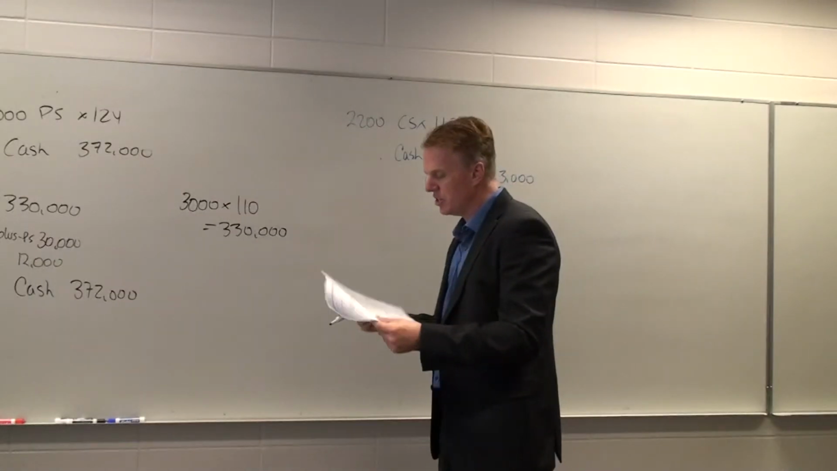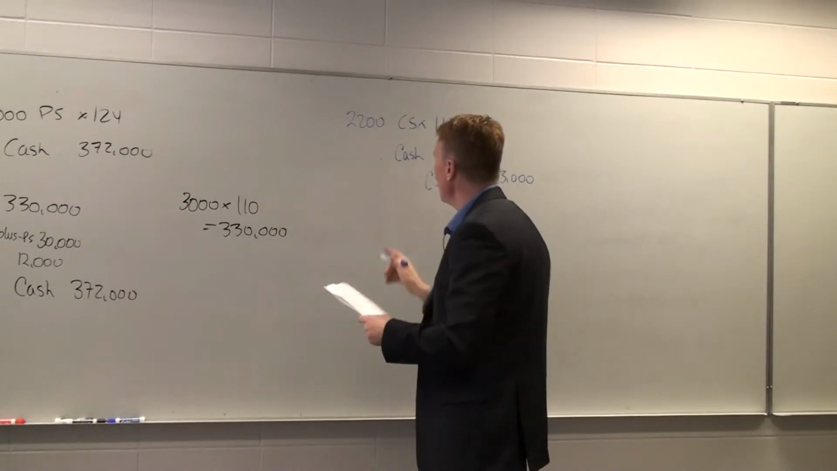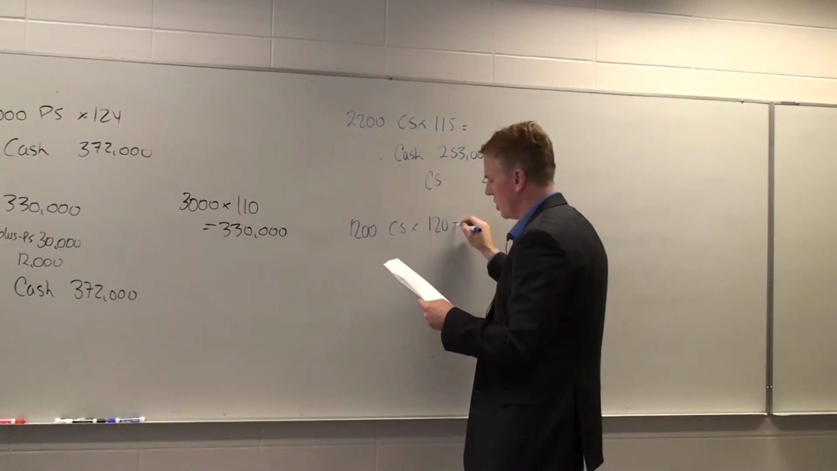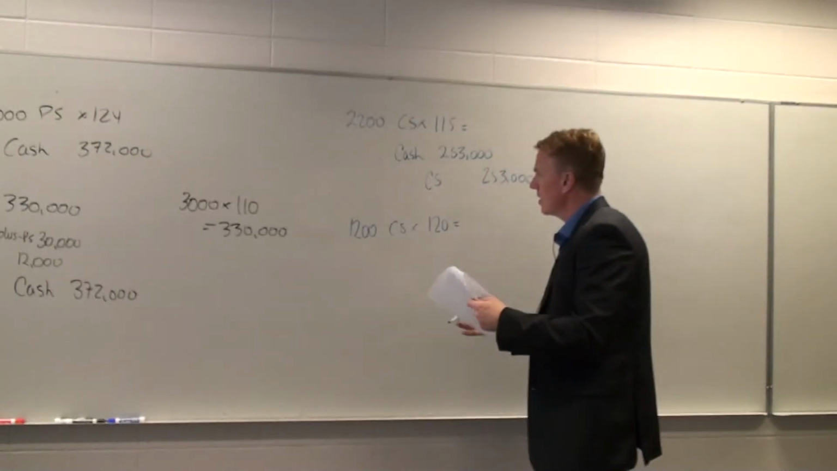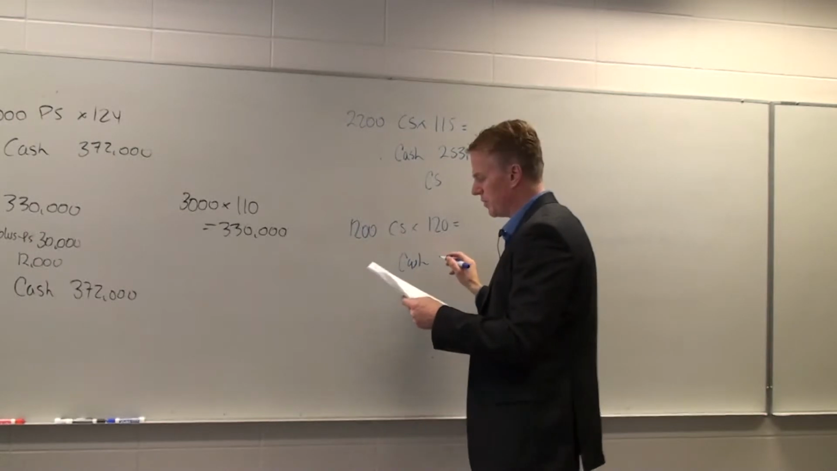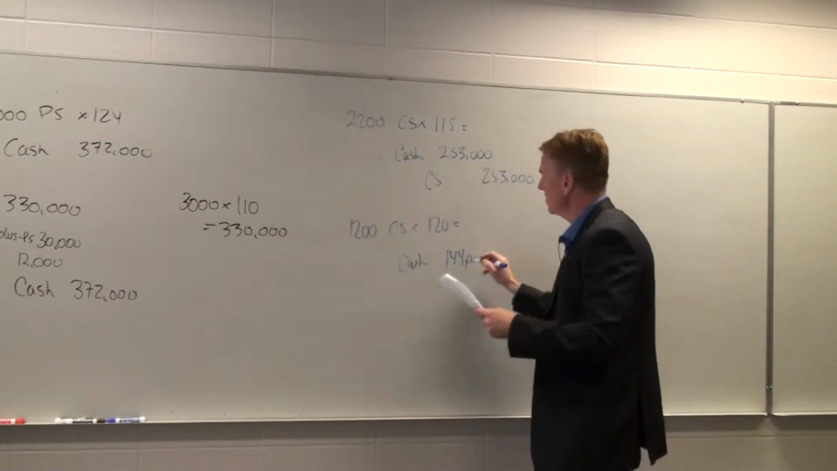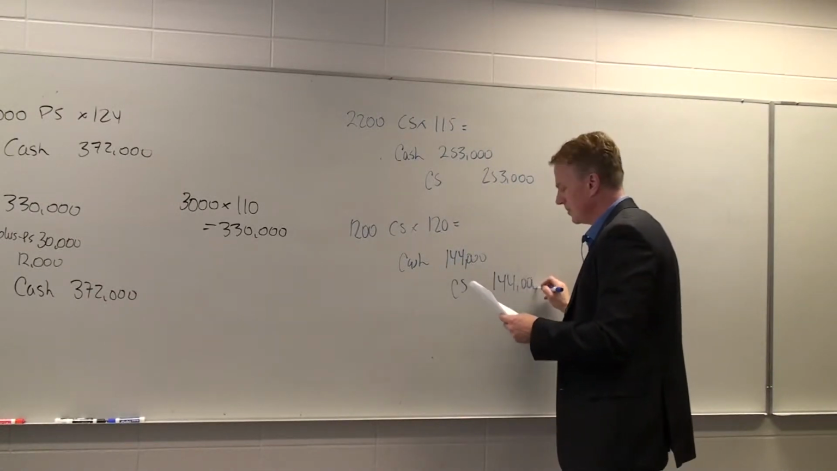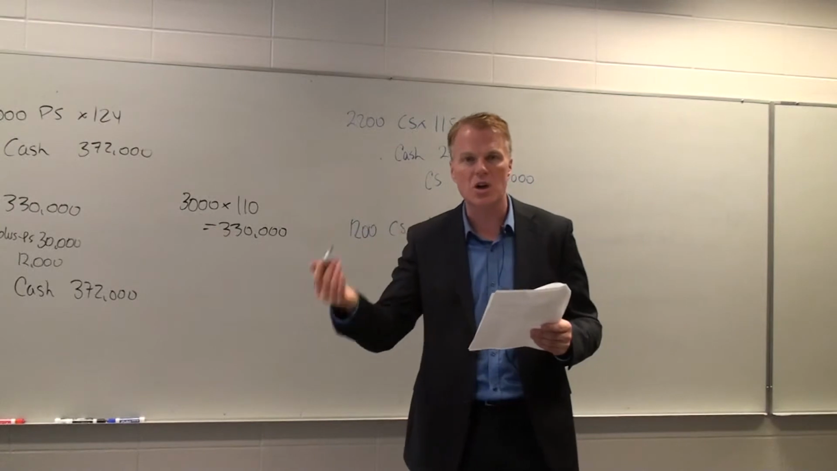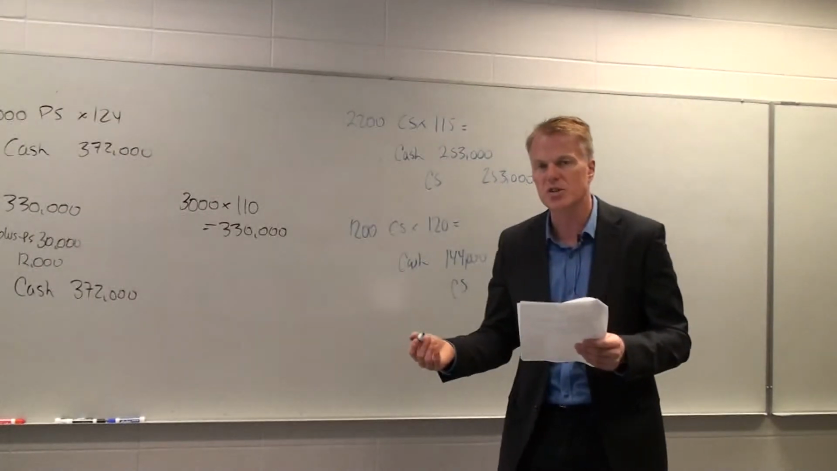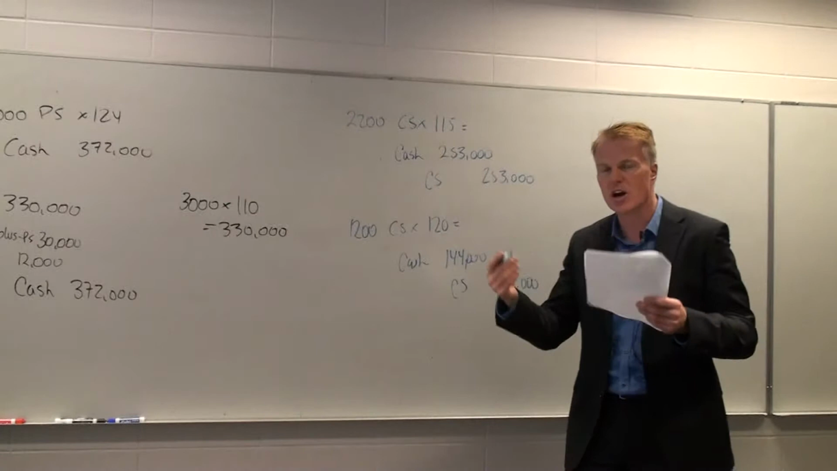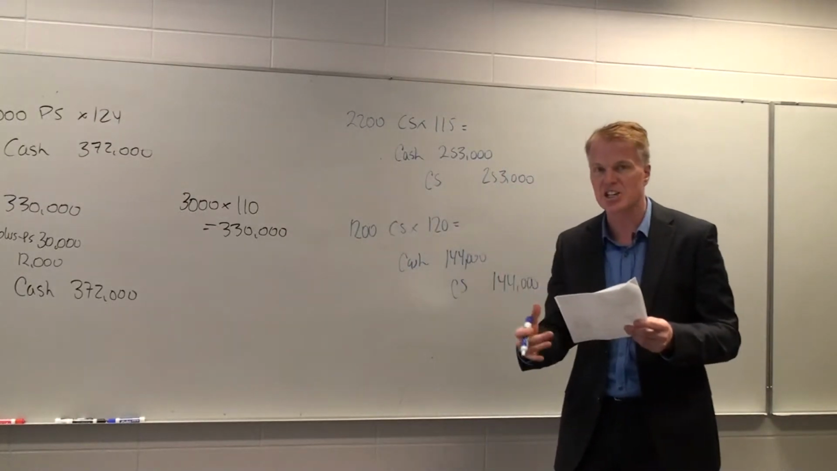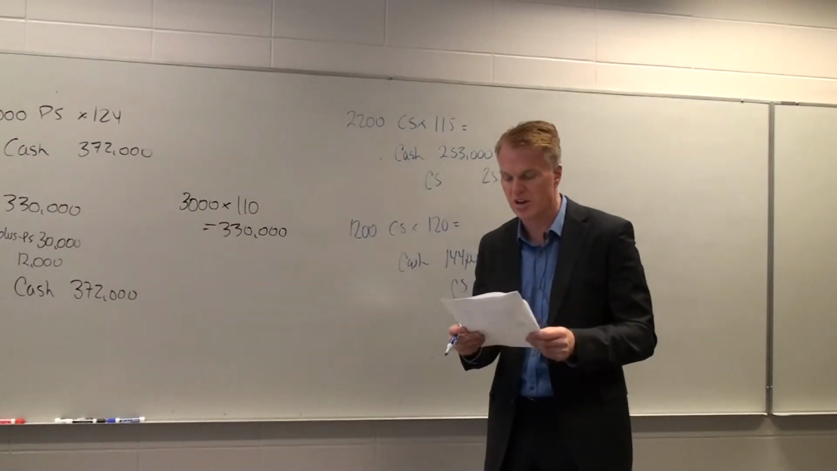The next transaction talks about how we sold 1,200 common shares at $120 a share. That'll be equal to cash, $144,000, and common shares, $144,000. So what you can see here is that we've sold some common shares, we had some opening balance related to our common shares, and now in our final entry, we've got to do a little bit of work. We repurchased for cash and canceled 500 common shares.